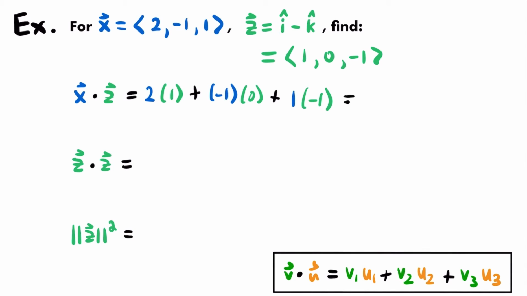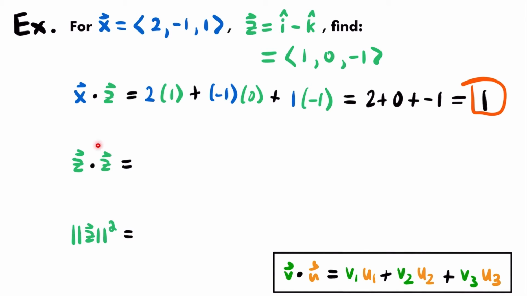All right, now if we simplify, 2 times 1 is 2. So we have 2 plus -1 times 0, which is 0. So we have 2 plus 0 plus 1 times -1, which is -1. So we're adding -1, and 2 plus 0 is 2, plus -1 gives us +1. And so +1 is the result of the dot product between vector x and vector z. All right, let's move on.